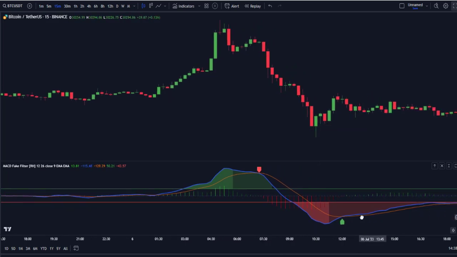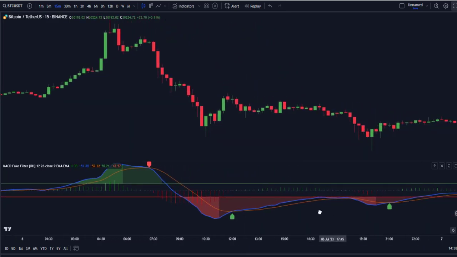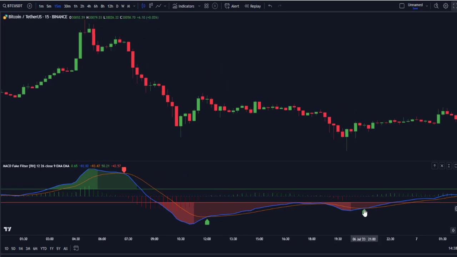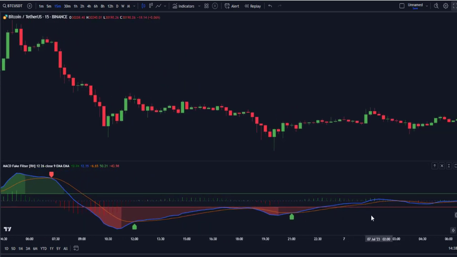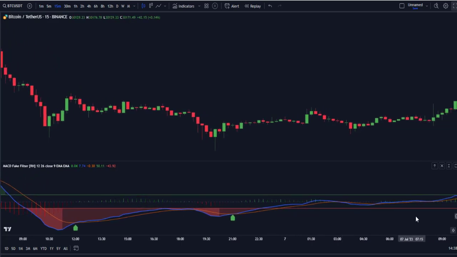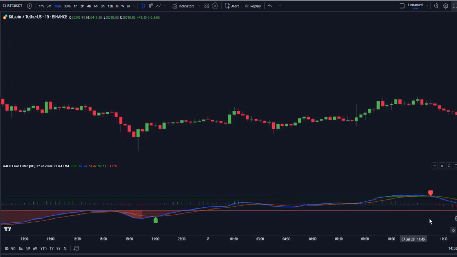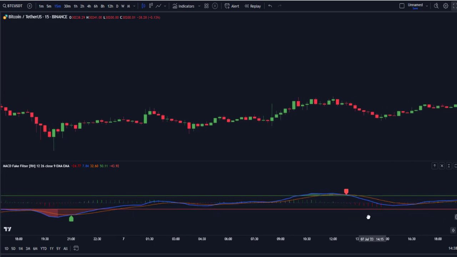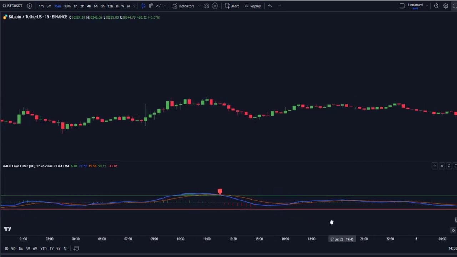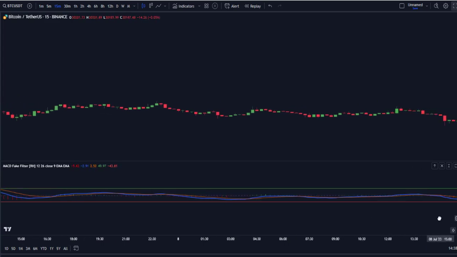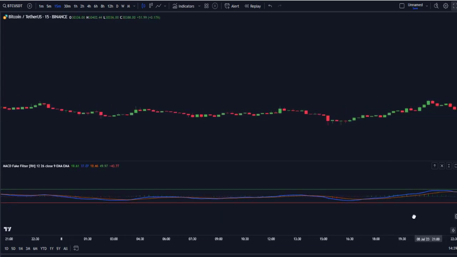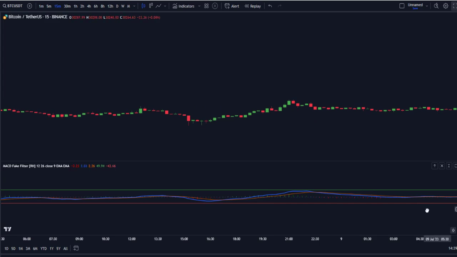However, not all signals are reliable. Sometimes the MACD line can cross over or cross under the signal line without indicating a real change in the trend. This can happen when the market is moving sideways or in a range. These are called false signals, and they can lead to losses if traded blindly. The MACD Fake Filter indicator helps to filter out these false signals by analyzing the positive and negative waves that are created by the MACD line.